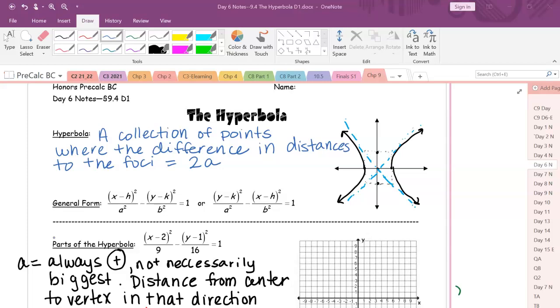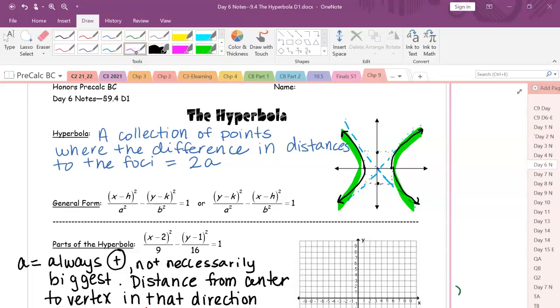So this is what a hyperbola looks like. It is a lot more complicated than ellipses and parabolas. The actual hyperbola is what I'm highlighting here in green. And then everything else we use to go ahead and to actually graph the hyperbola.